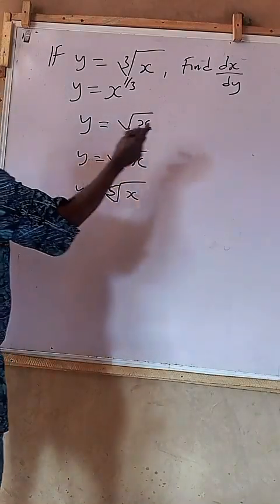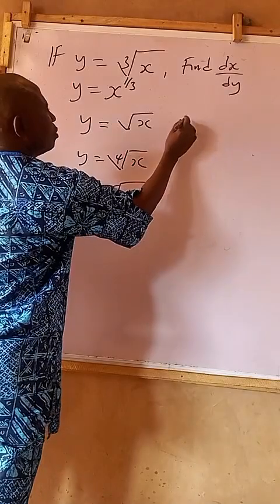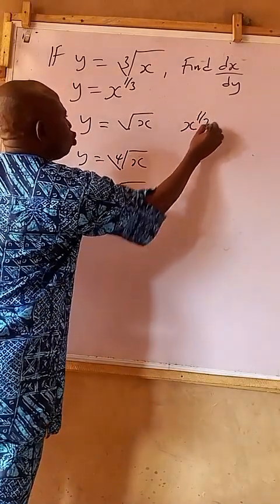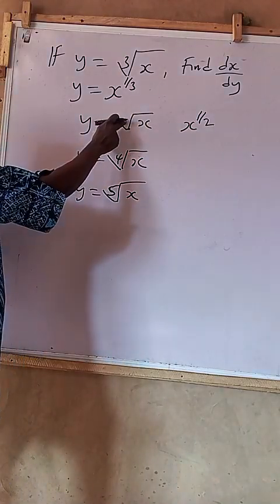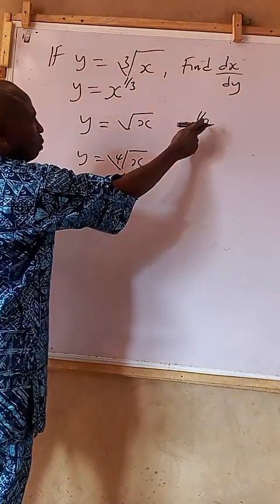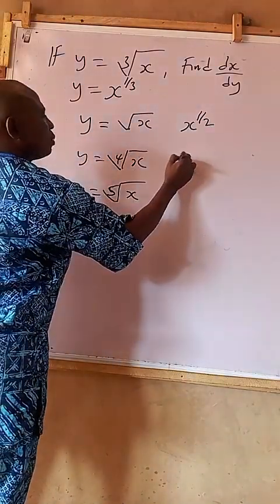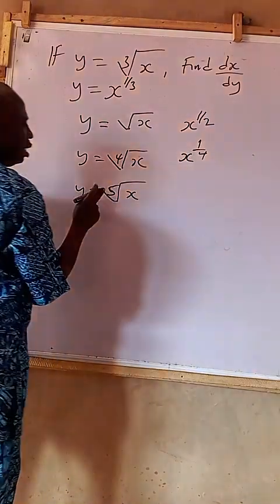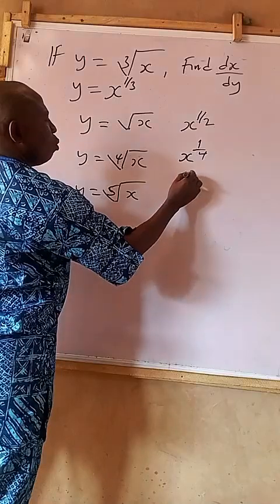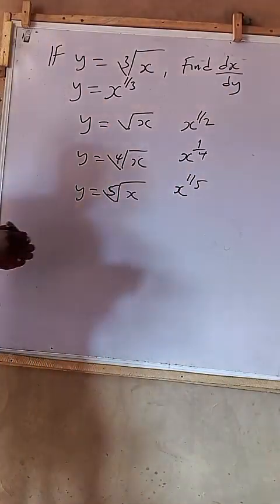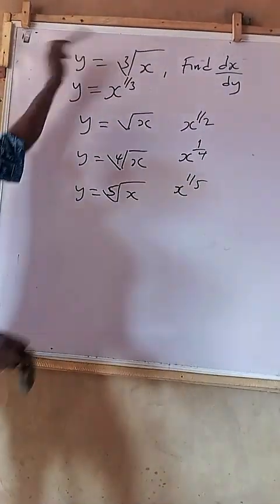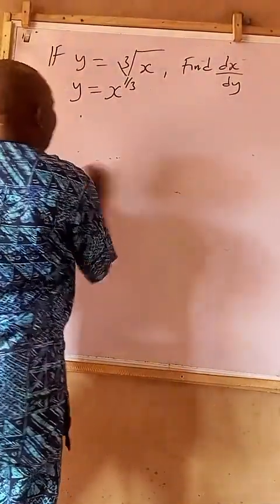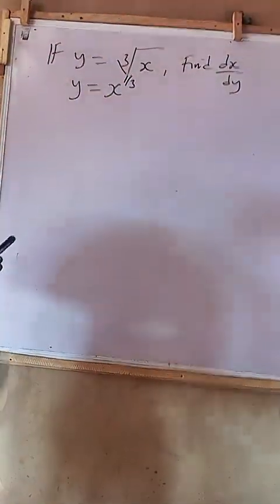to turn this one will be x raised to power 2 because nothing is there. If nothing is there, the power is 2 automatically. This one we have x raised to power 1/4, because 4 is there. This one will be x raised to power 1/5. That's basically why we call this, because we have 3 here. Then we try to differentiate this.